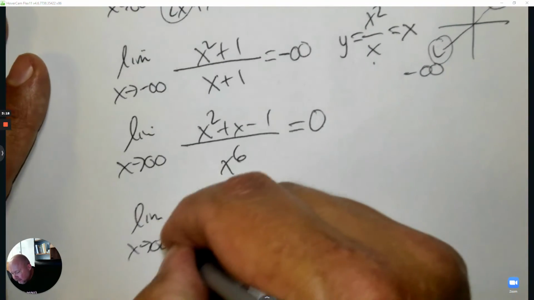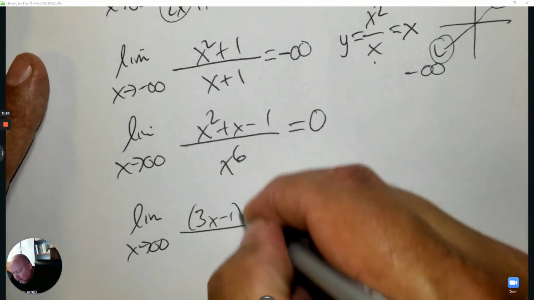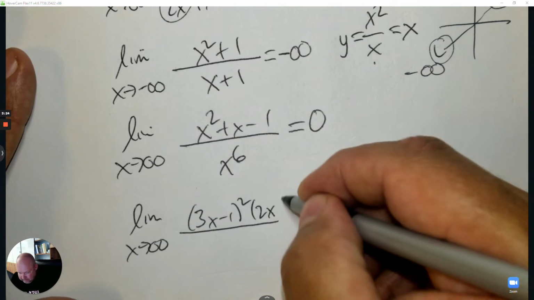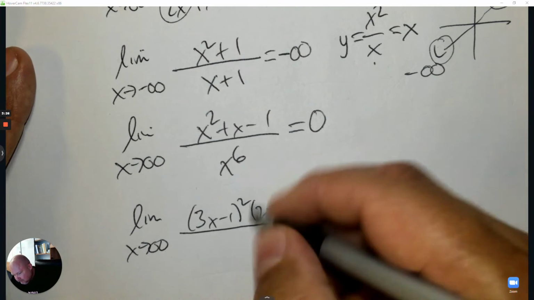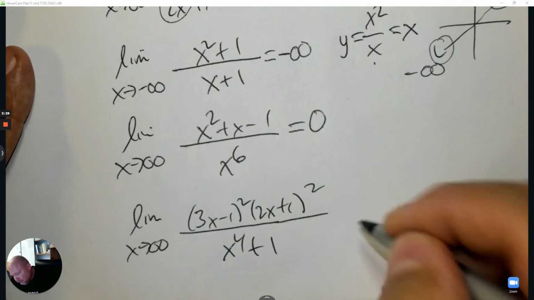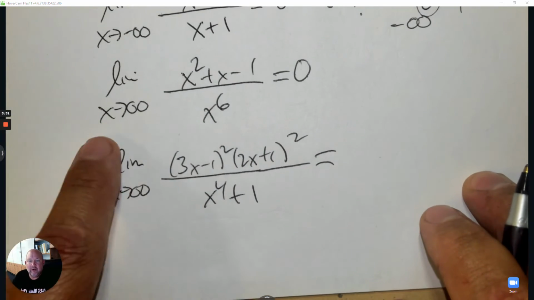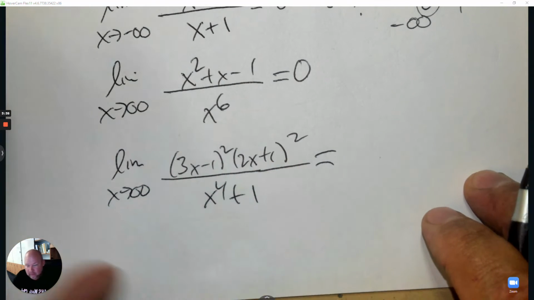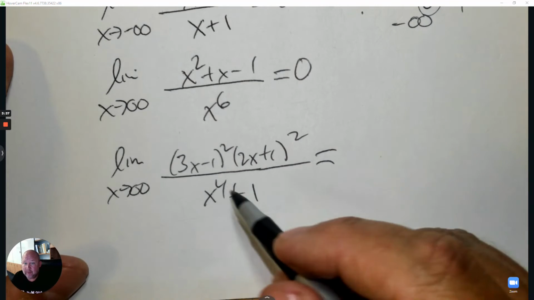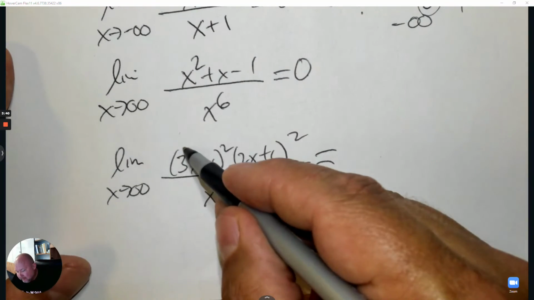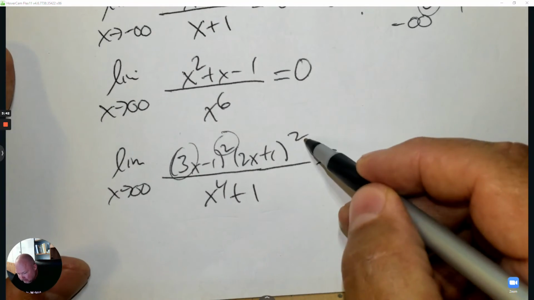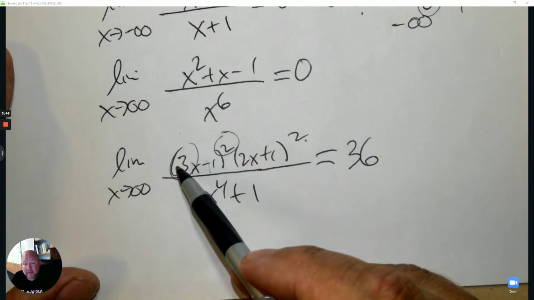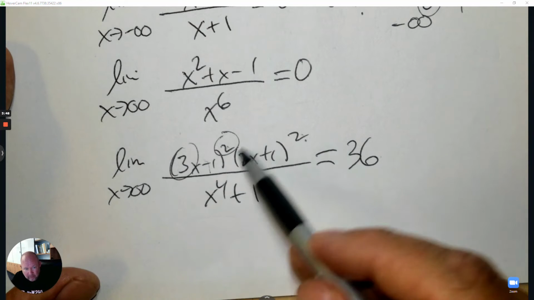Be careful of this situation where you need to multiply it out. So I want to know what the end behavior is here. We have 3x squared and 2x squared. Just know we're looking for a number here. So if I look at the power term, it's really 3 squared times 2 squared. This number is actually going to be 36. So this is 9 and 4. Do you see where 36 comes from?